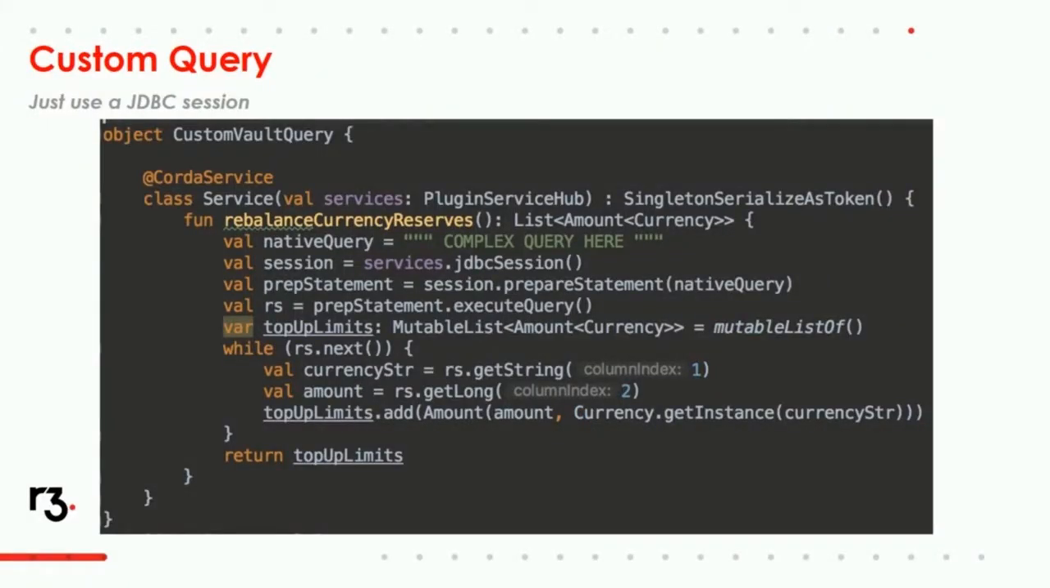So finally, the custom query. As I mentioned earlier, if what you want to do is just not possible with the Vault query criteria and the query API, you basically just use the service hub, as we talked about earlier. You can get a JDBC session off the service hub, create your complex native query or whatever the query may be, execute the query and do whatever you want with that query. So in this example, I've created a Corda service which will run within the node. That Corda service is just doing a query on the database. It's getting a set of currency strings and amounts, and it's returning a list of those items, amounts of currency.